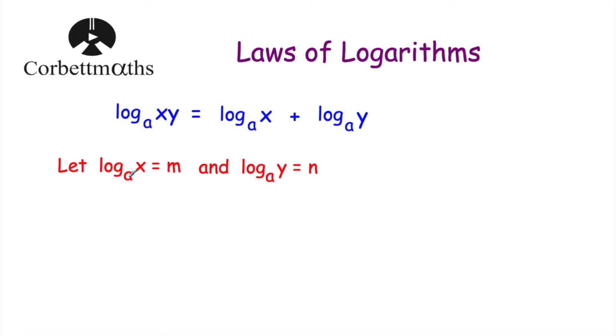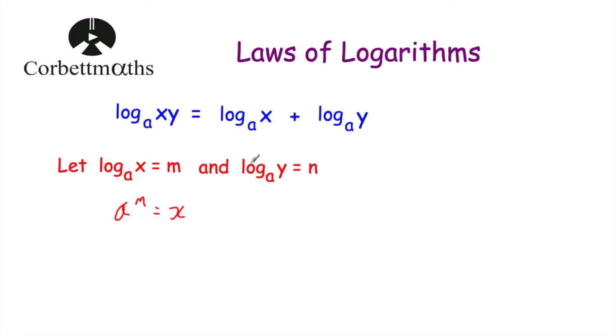So remember, log to base a of x is equal to m. So this is the base, this is the power, and this is the answer. So a to the power of m is equal to x. So we've let this be equal to m, and we've just written that in index form. A to the power of m is equal to x.